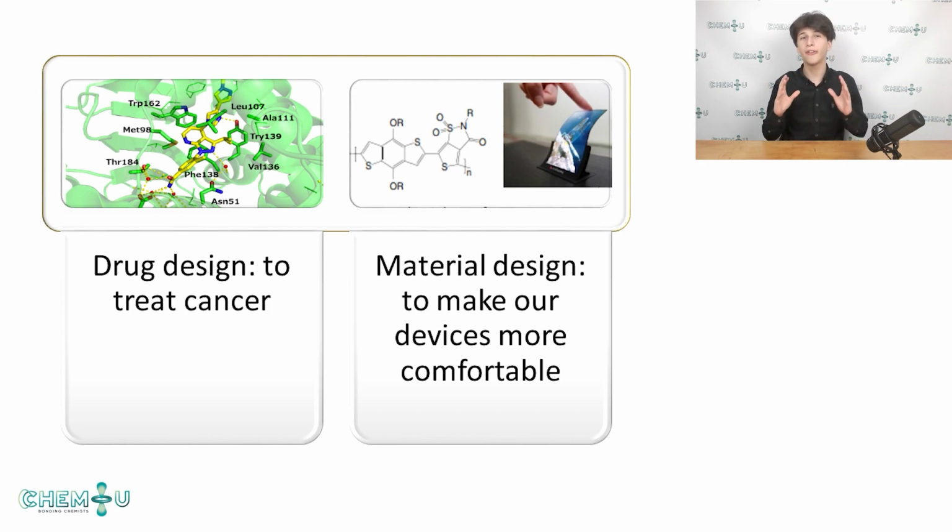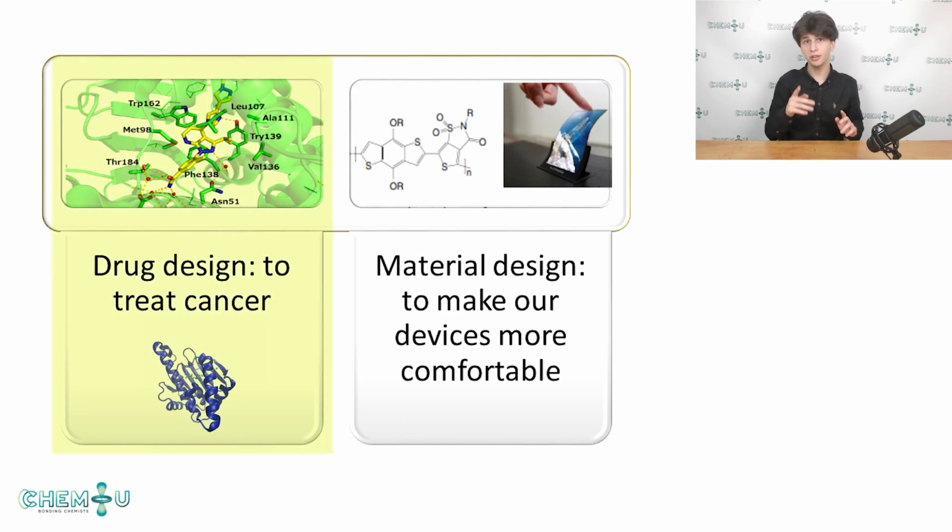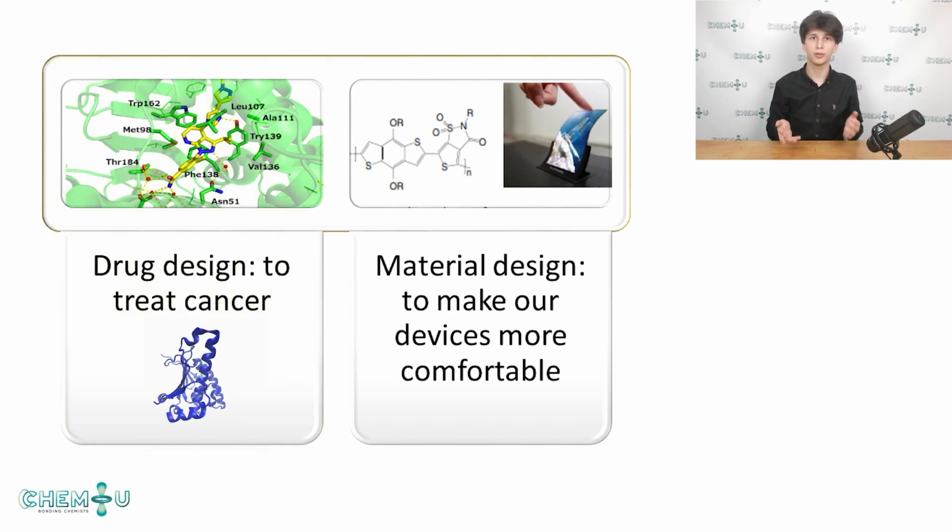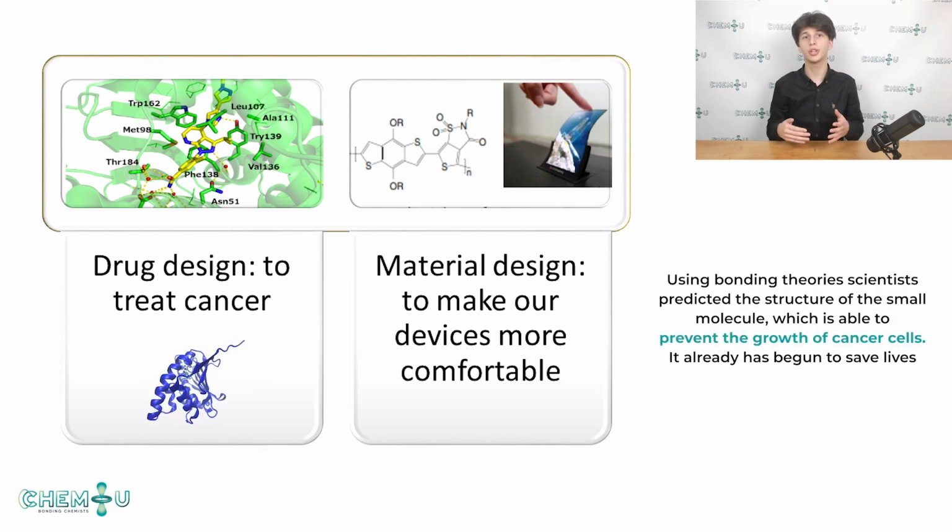I have two fascinating examples for you. Here, you can see the molecular structure of the protein, which makes cancer cells grow fast. Using our knowledge about how bonds are formed, to be more specific, intermolecular bonds in this case, scientists predicted the structure of the small molecule which is able to prevent the growth of cancer cells. It already has begun to save lives.